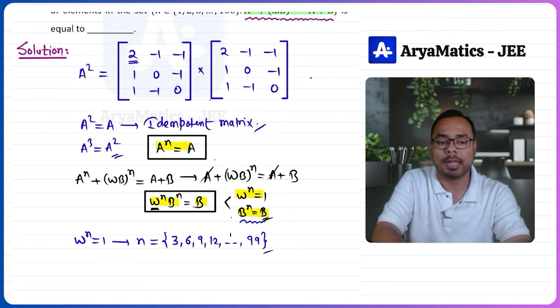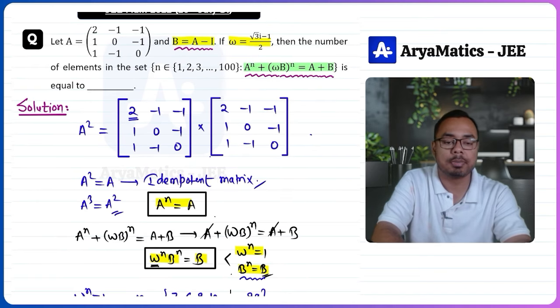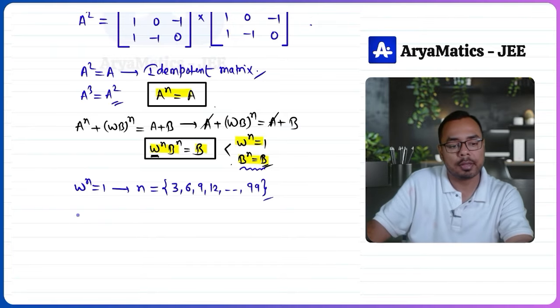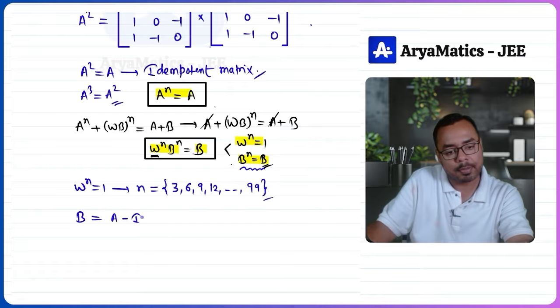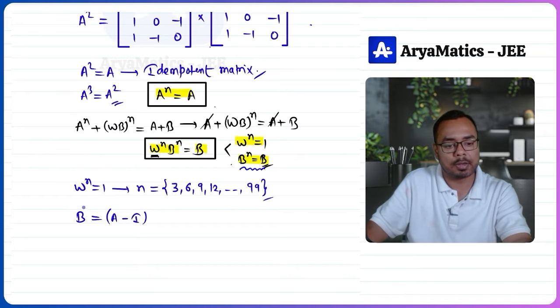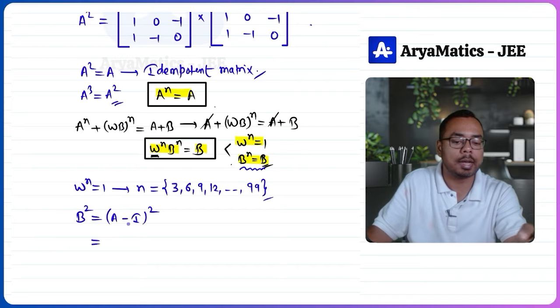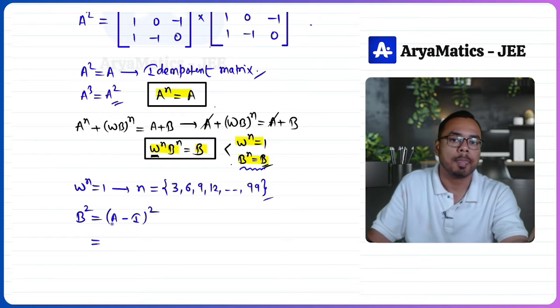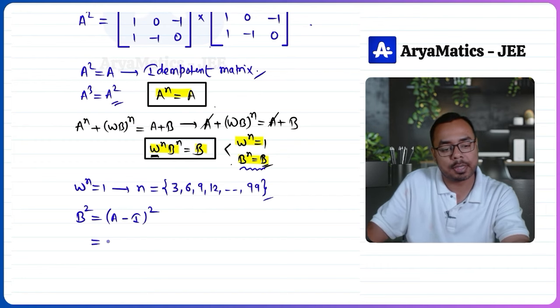And now we have to focus on the second one, that is, how we can make B raised to n as B. For that, it is given that matrix B is A minus I, right? So let us calculate B square first. If this is matrix B, B square will be (A minus I) square. And because A and I are commutative matrices, here we can use the (A plus B) whole square formula, because I into A will be the same as A into I.